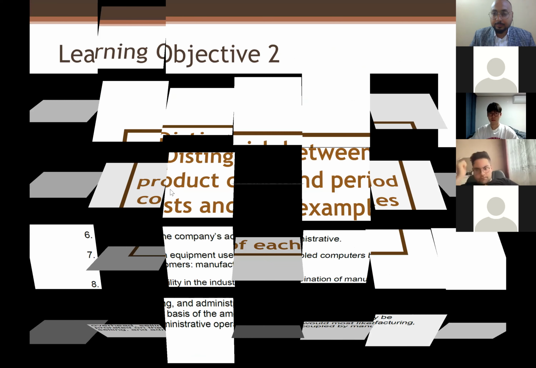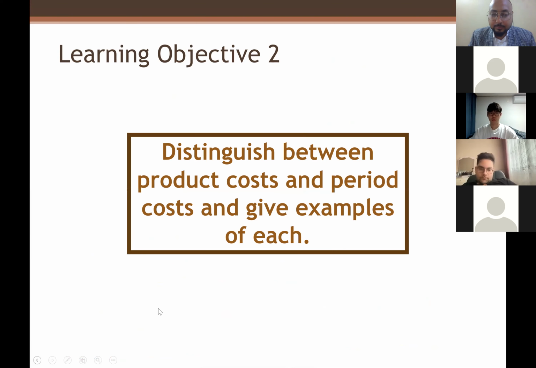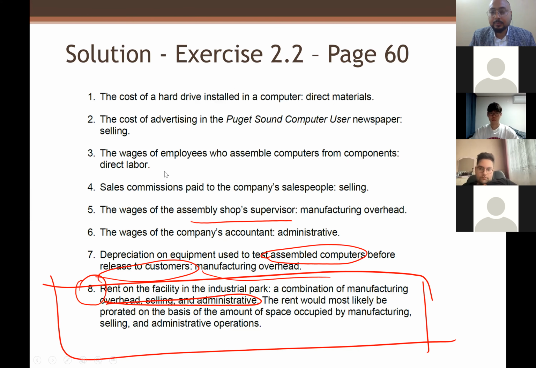Yes, clear. My only question before was question 2, but we also ended up going with selling for the cost of advertising, but we weren't sure at first. Okay. Whenever there is the word selling or advertising, it's always non-manufacturing. And under non-manufacturing, we have two, selling and admin, right? So it's always selling.